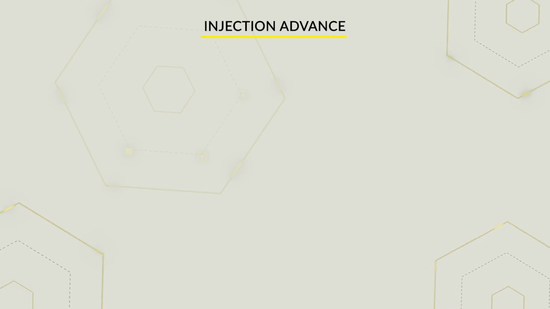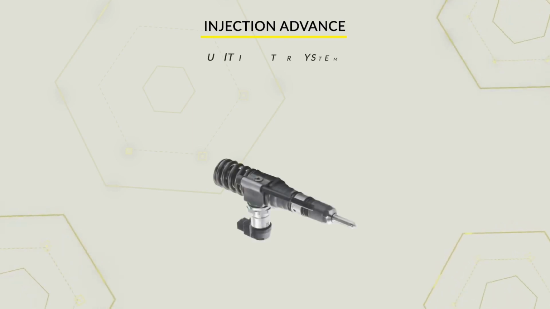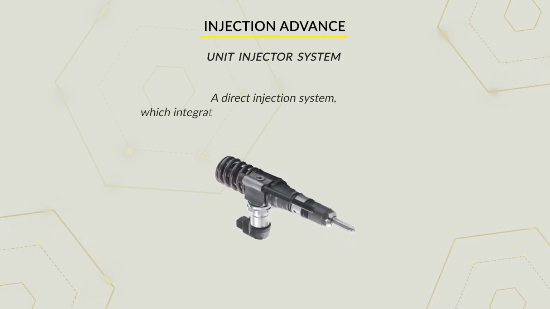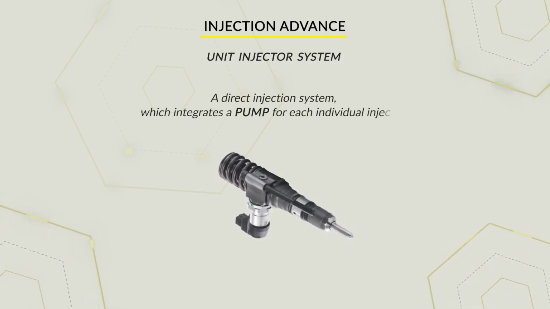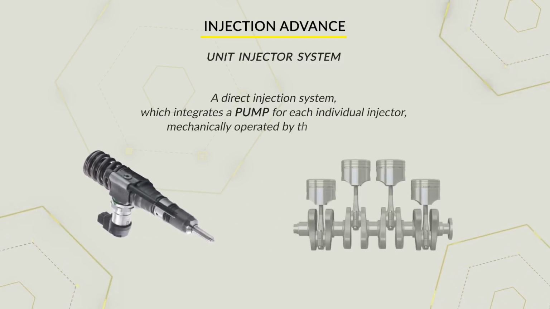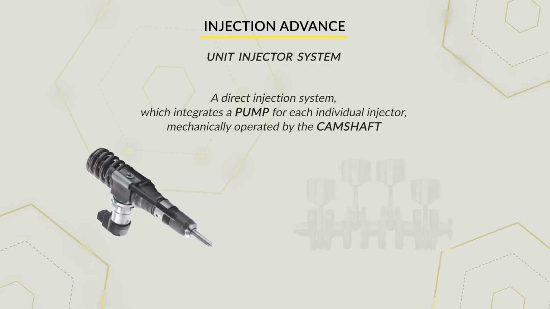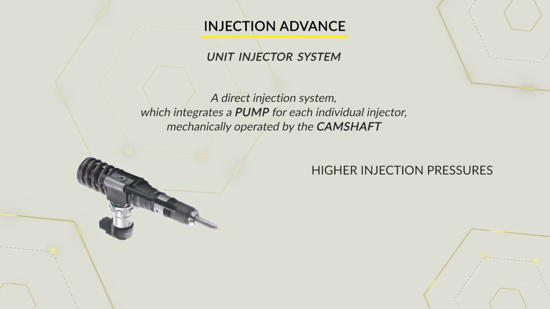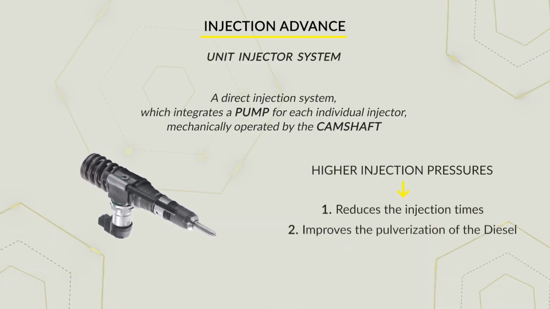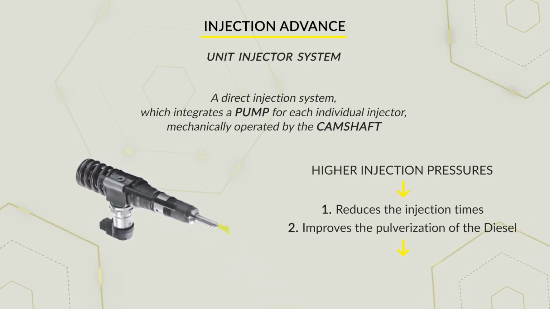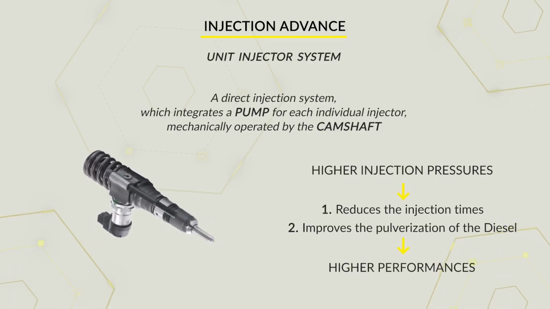The subsequent generation of the injection pump system is the unit injector system, a direct injection system, which integrates a pump for each individual injector, mechanically operated by the camshaft. The main advantage of this system is the ability to reach higher injection pressures, which consequently reduces the injection times and improves the pulverization of the diesel, allowing achievement of higher performance.